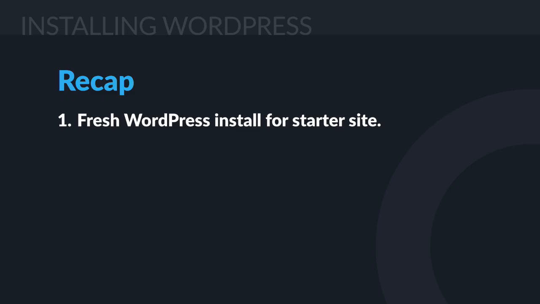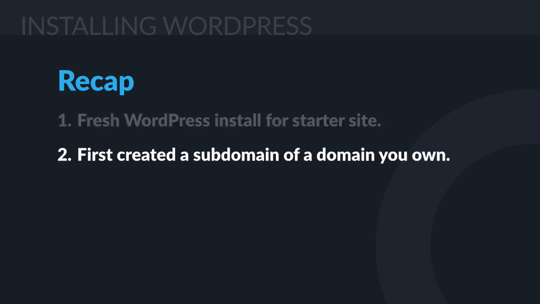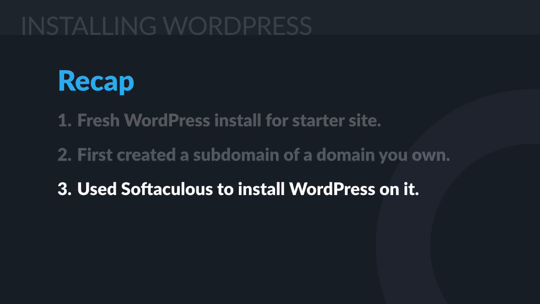As a recap, you now have a fresh WordPress installation on your remote hosting package. This installation is the home for your starter site that we'll be setting up in the next coming lessons. So you first created a subdomain of a domain that you already own and that is pointed to your hosting control panel. Then you used Softaculous to quickly install WordPress on it.